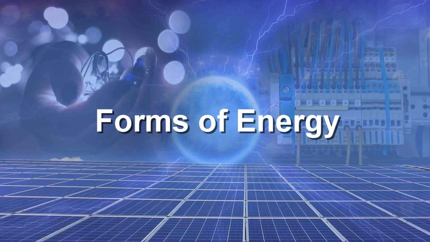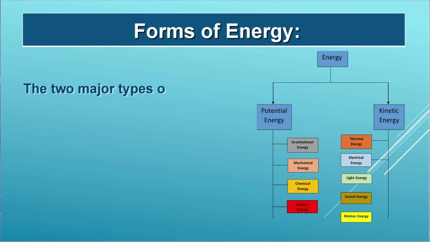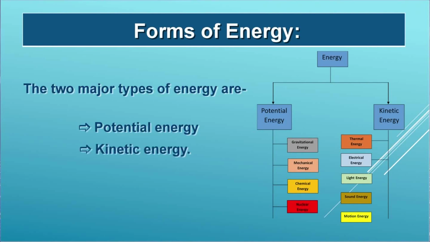Now we shall discuss the forms of energy. Energy can exist in many different forms. The two major types of energy are potential energy and kinetic energy.